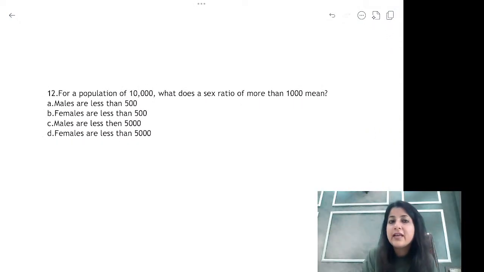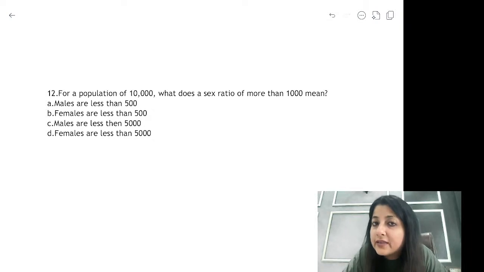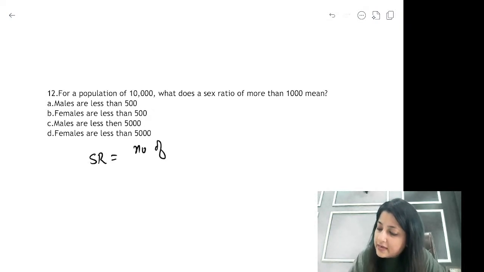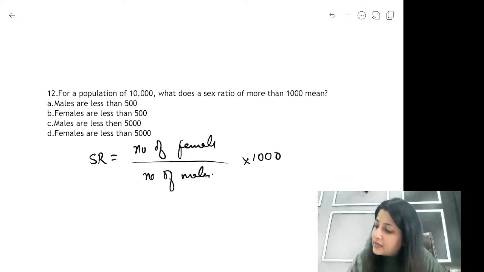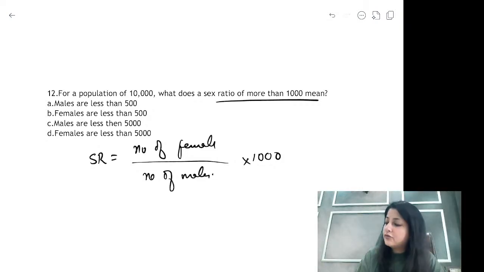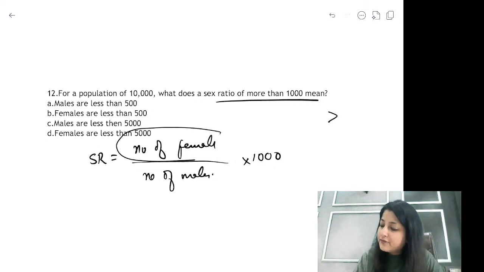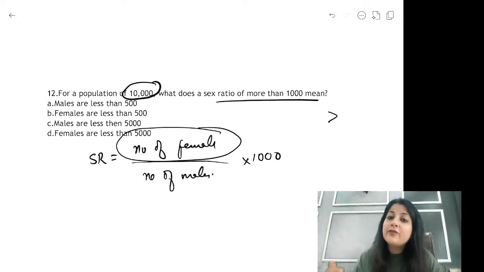Last क्वेश्चन फटाफट से बताओ. For a population of 10,000, what does the sex ratio of more than 1000 mean? Sex ratio होता है number of females per 1000 males. अब सेक्स रेशियो मोर देन 1000 कब आएगा? जब नंबर ऑफ फीमेल्स वुड बी मोर. But here the population is 10,000, so females have to be more than 5,000 or males have to be less than 5,000. Clear?